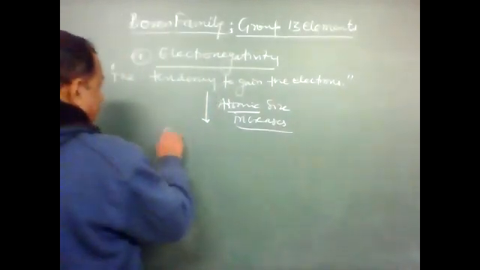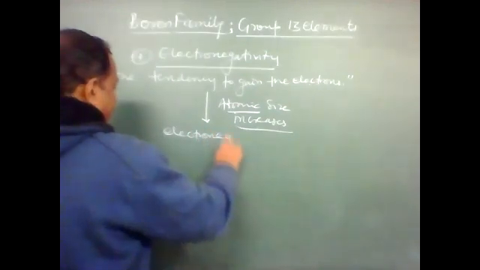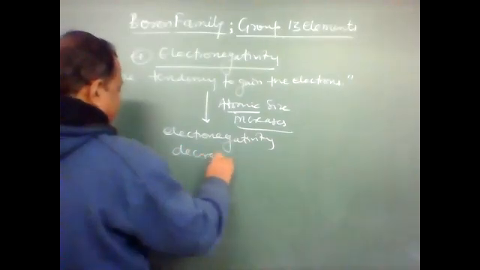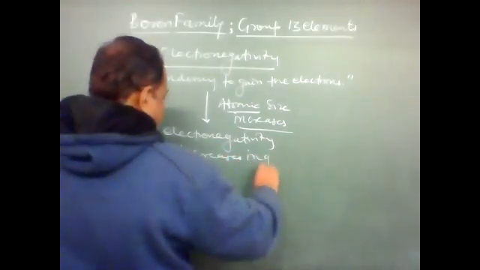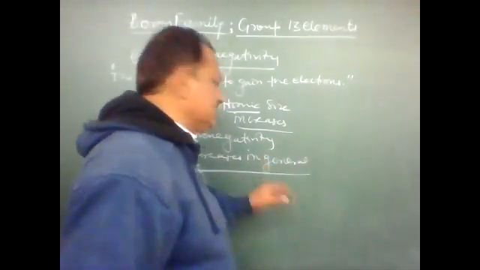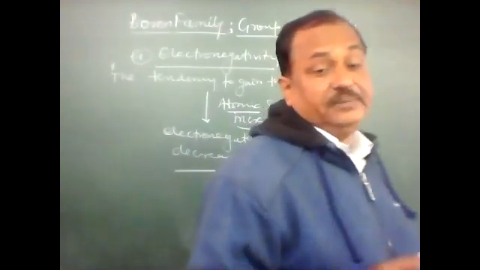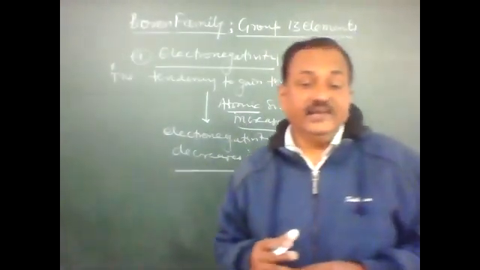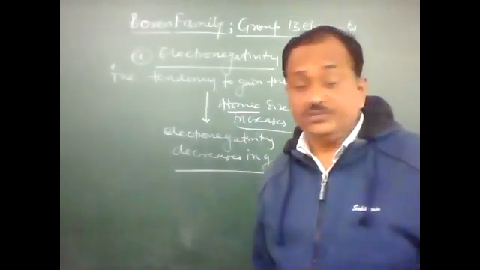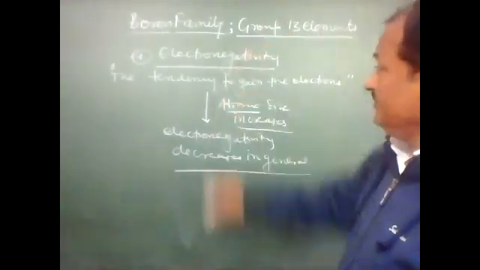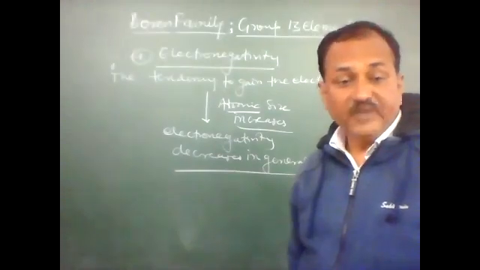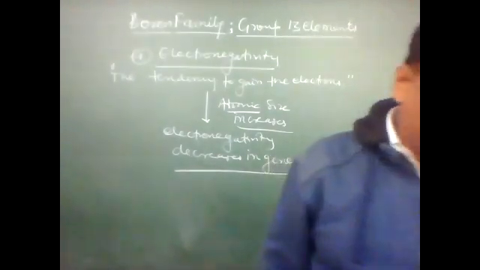So electronegativity decreases in general. Why in general? Because there can be some regions where there is variation. You will see that in your higher classes. So this is the general condition. Electronegativity decreases because size is increasing from top to bottom.